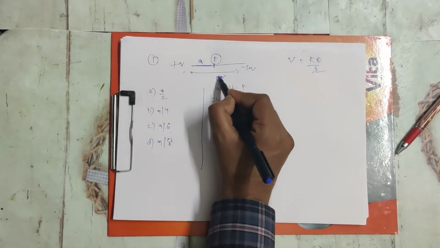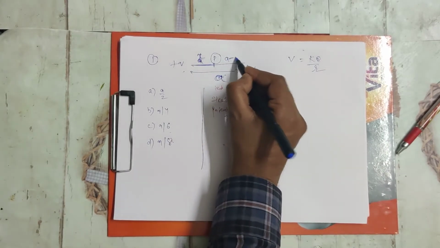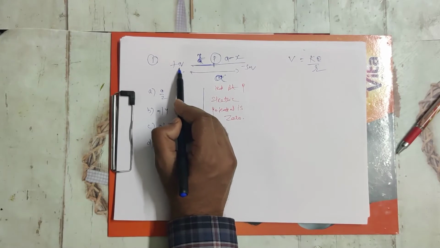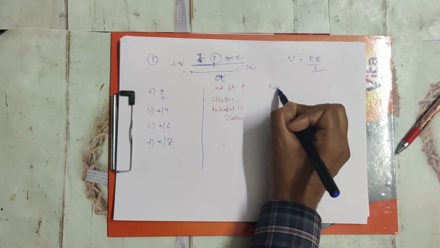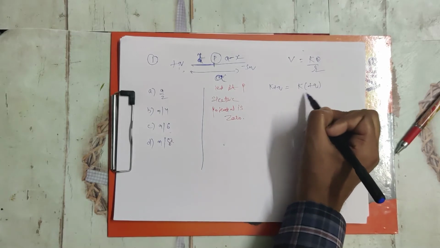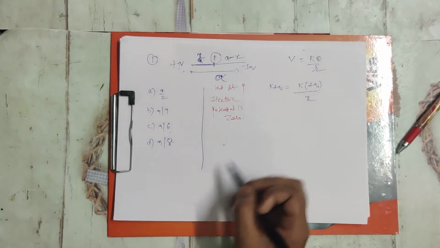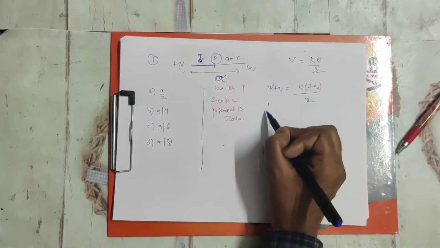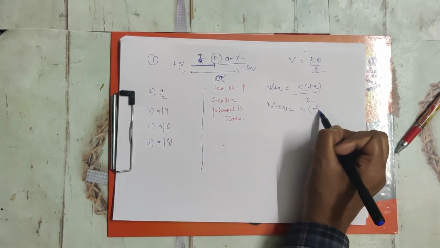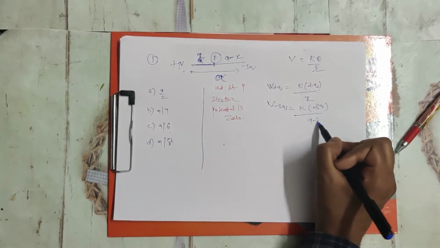For this distance I have taken x, so in your numerical, this was a and this was x, so the other distance would be a minus x. The potential due to this charge would be k into plus q divided by x, and the potential due to this charge would be k into minus 3q divided by a minus x.